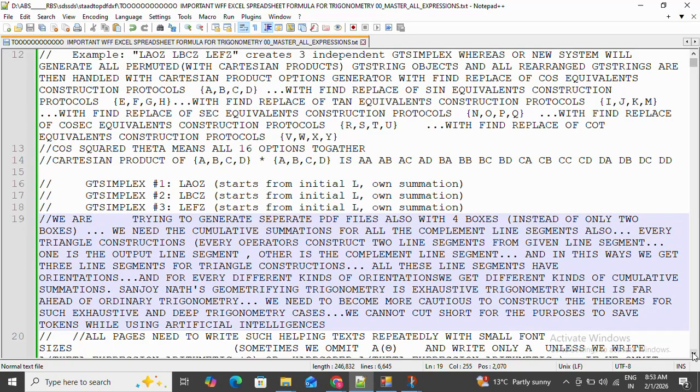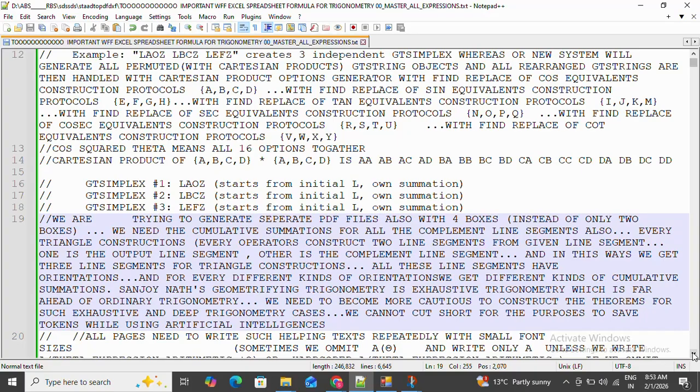So now we are trying to generate separate PDF files also with 4 boxes instead of only 2 boxes, and we need the cumulative summations for all the complement line segments also, and every triangle construction, and every operator constructs the 2 line segments from the given line segment.